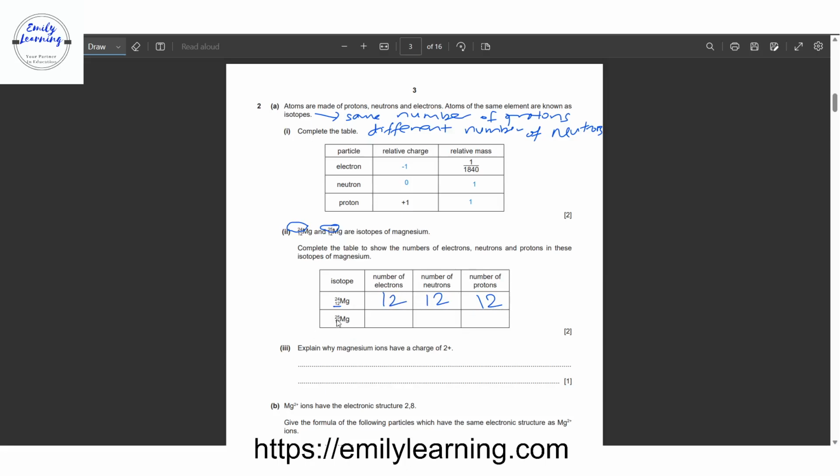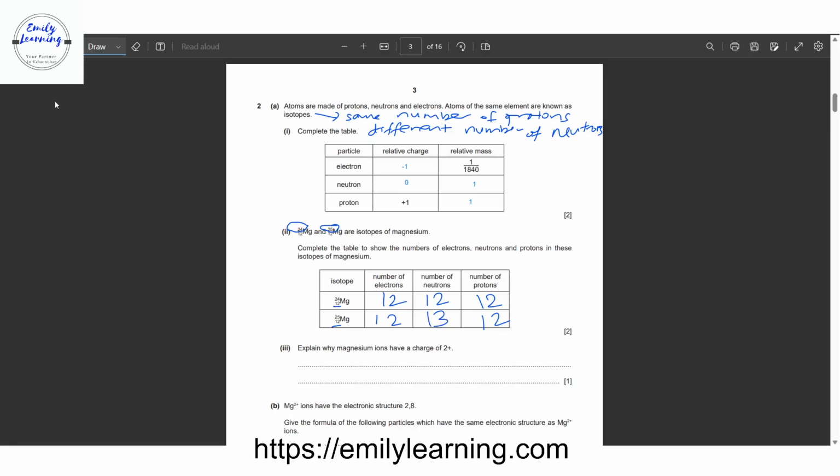So for magnesium 25, the number of protons is 12. The number of electrons is also 12. To find the number of neutrons, you will take the top number, which is 25, minus the number below, which is 12. So 25 minus 12 gives us 13.